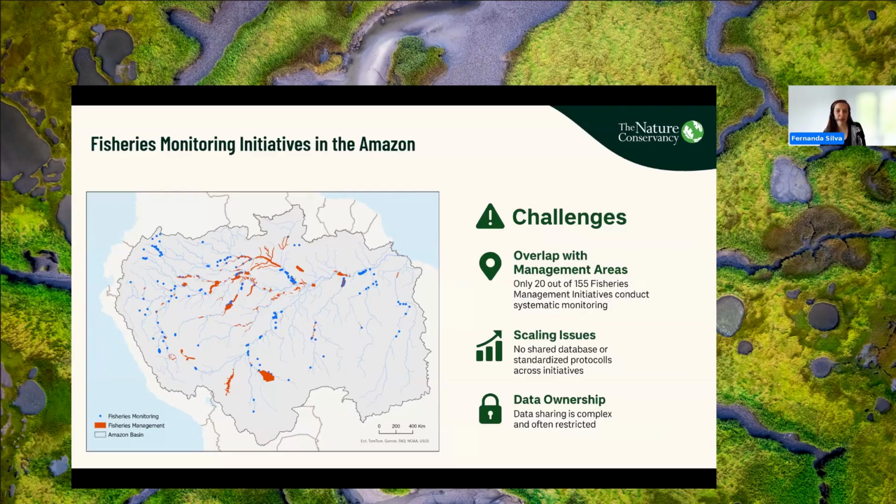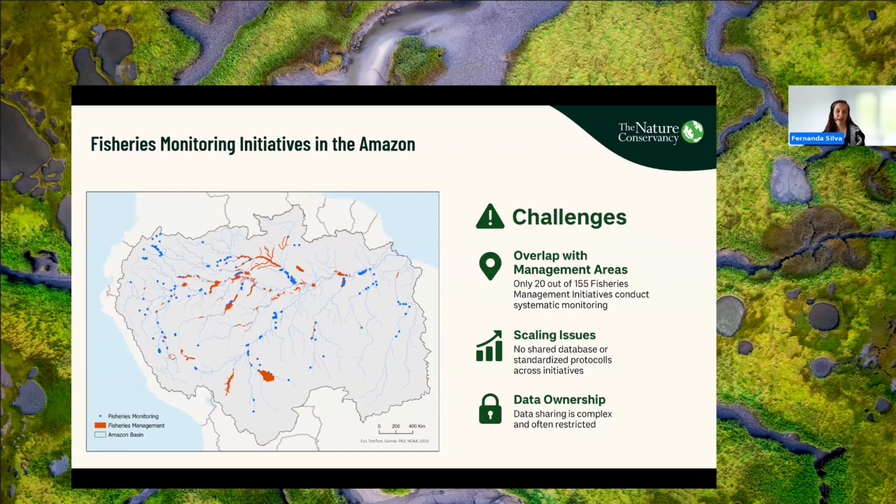Another challenge is about scale and standardization, as the mapped initiatives still operate quite independently. Each of these initiatives has its own spreadsheet, indicators, and different data, and there is no shared data repository. So there is no centralized database, and this makes it hard to scale analysis to larger levels, like regional, national, or basin-wide.